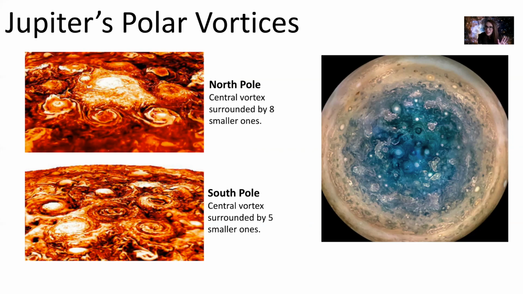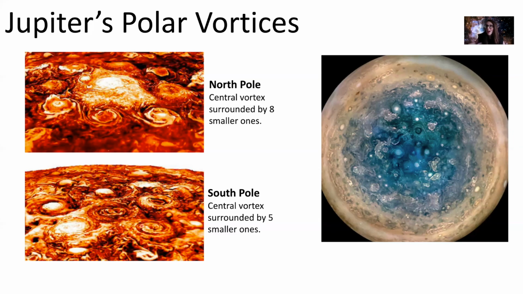They're persisting and they're moving around this central vortice. But it's different in the southern hemisphere. You've got one central vortice surrounded by 5 smaller ones. For some reason, the material is behaving a little bit differently at the North Pole than it is at the South Pole. That's okay.